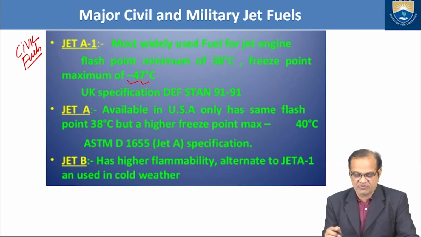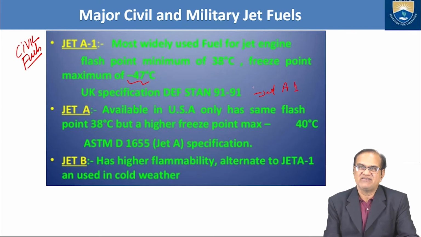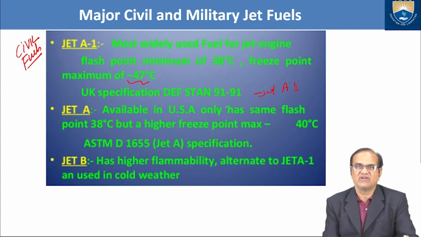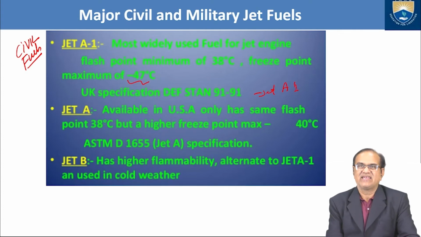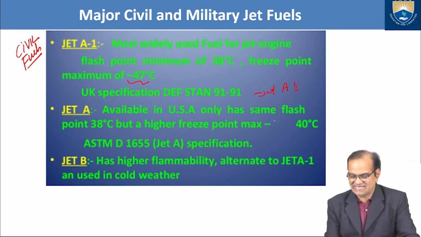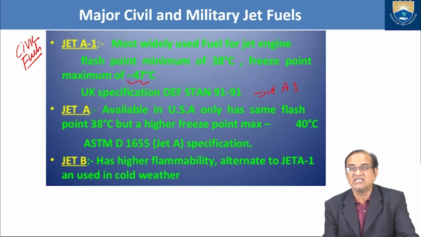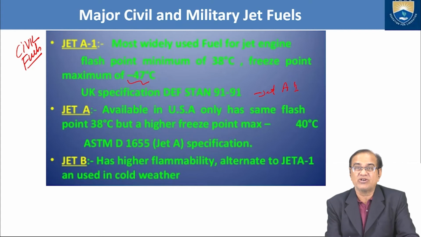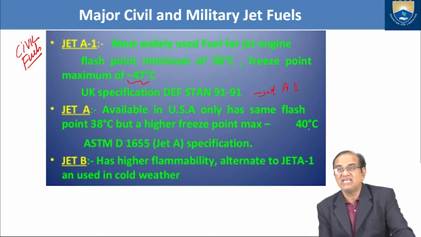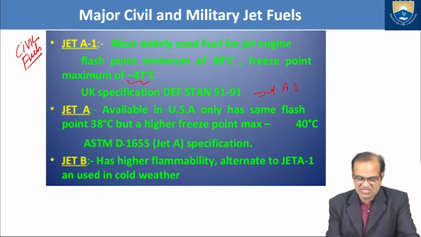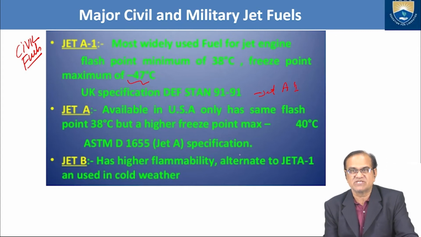UK specification of this is DEF STAN 91-91. This is the same as Jet A1. UK has given this name as a DEF standard, Defence Standard 91-91. Now Jet A, available in USA only, has the same flash point of 38 degrees centigrade, but a higher freeze point, minus 40 degrees centigrade. Here it is minus 47, but here it is minus 40 degrees centigrade. Here ASTM D1655 is the Jet A specification. This is the name of the Jet A specification.